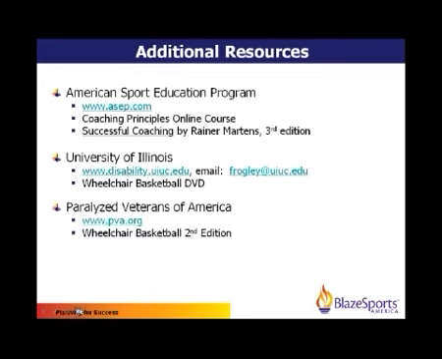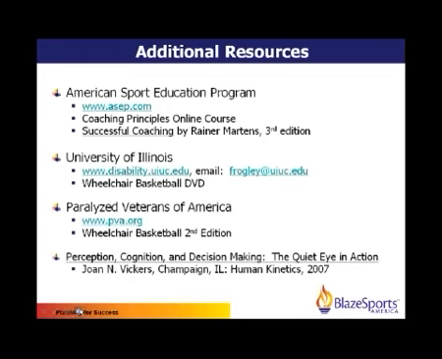Another resource is the Paralyzed Veterans of America, and they've got a textbook, Wheelchair Basketball, 2nd edition, that has a lot of good information in there. And getting back to the games approach and decision-making skills, another great textbook, Perception, Cognition, and Decision-Making: The Quiet Eye in Action by Joan Vickers. It gets into a lot more detail in decision-making and tactical approach and a little bit of the theory behind that. So that's another excellent resource.